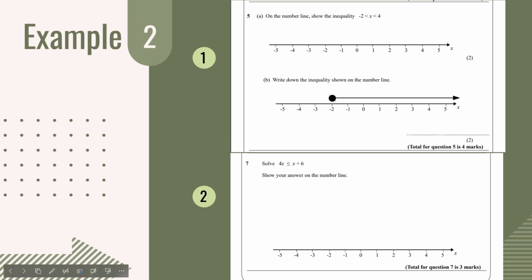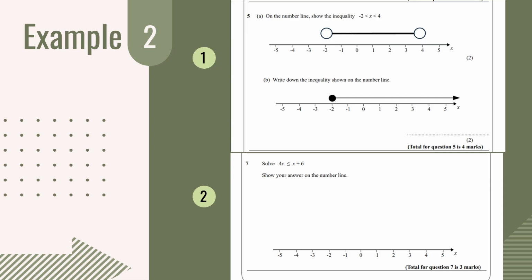So, part A of the question states, on the number line, show the inequality x is greater than minus 2, but less than 4. As we have no equal to signs in our inequalities, we know that both our dots will be hollow. So we simply draw this graph as it has hollow dots over -2 and 4 and a line connecting them.